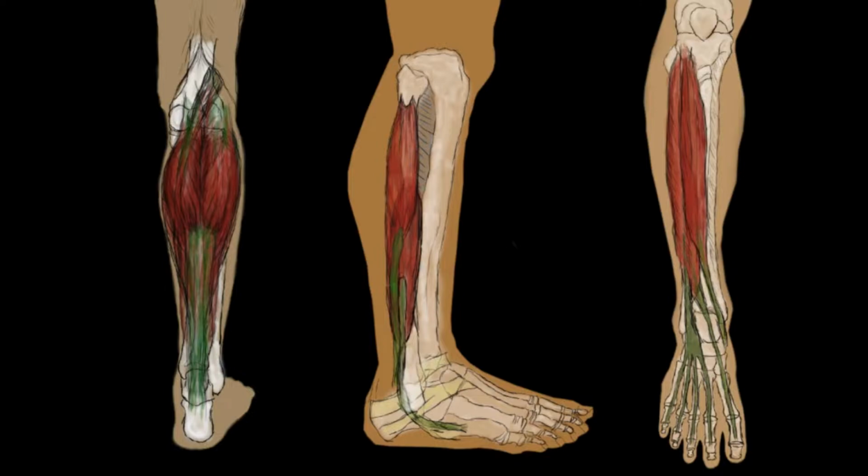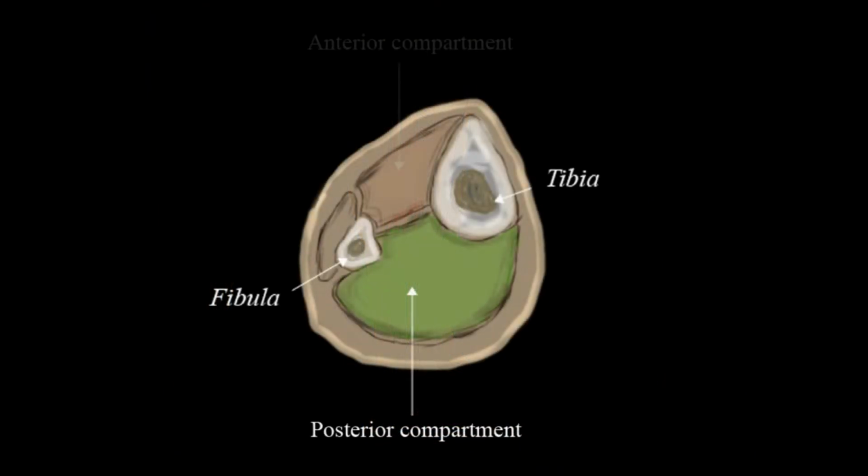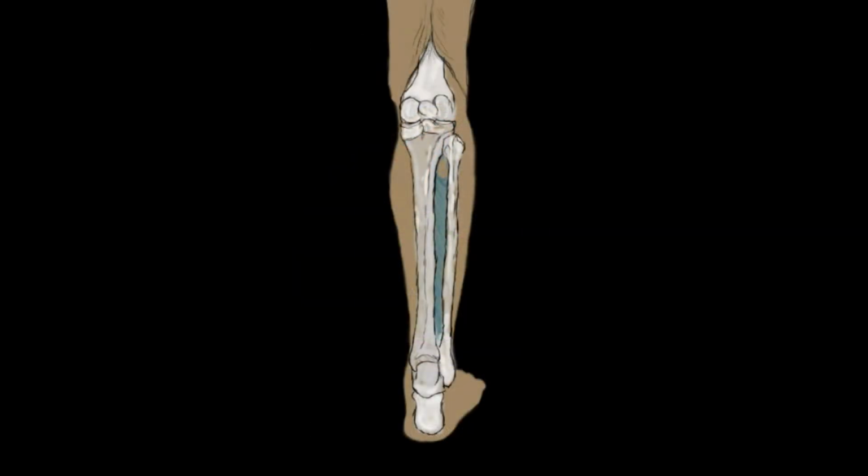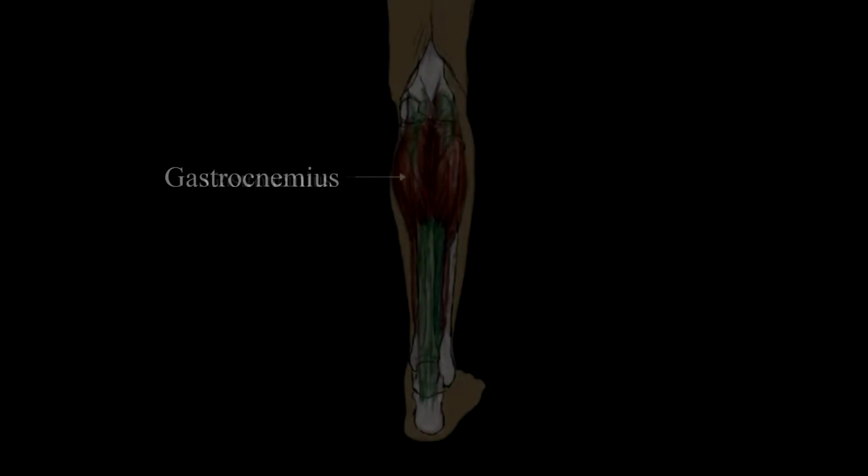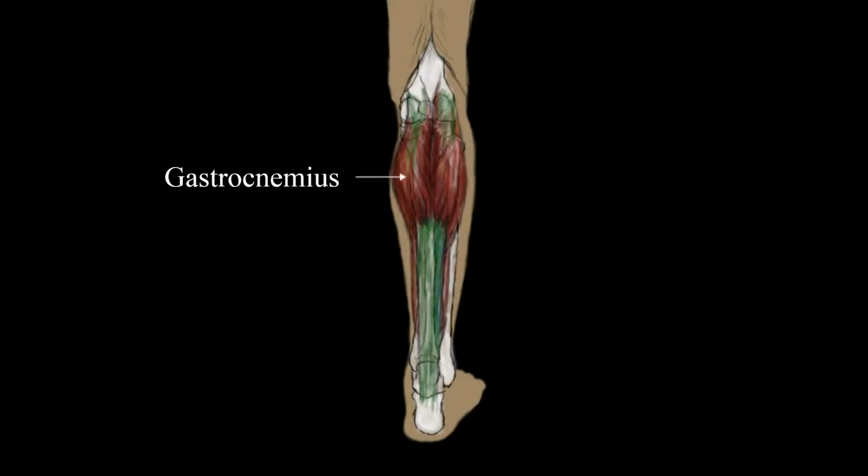An effective way to examine the muscles of the leg is to divide them into three compartments: the posterior, the anterior, and the lateral compartment. The most superficial muscle of the posterior compartment is the gastrocnemius, that crosses the knee proximally to attach to the femur, allowing flexion of the knee. Distally, gastrocnemius crosses the ankle to attach to the calcaneus via the Achilles tendon, allowing plantar flexion of the foot.